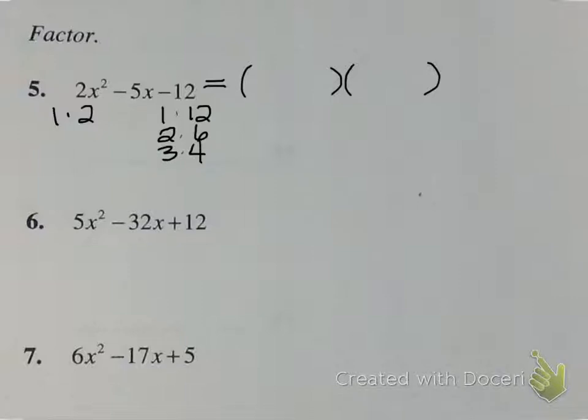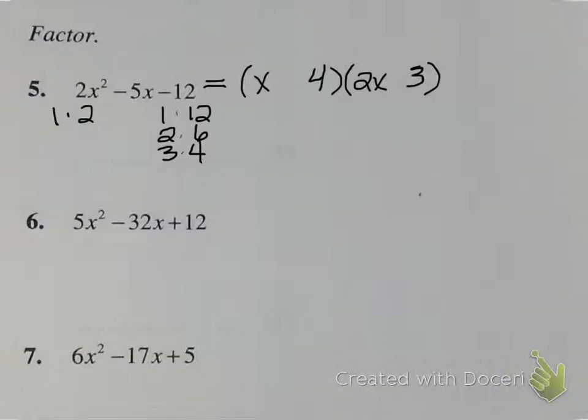That negative 5, that's a result of outers and inners, so we'll get there in a minute. But as far as your first terms, the first terms of your binomials come from the first term of your trinomial. So 1x and 2x, or x and 2x. That's the only way that we can get 2x squared. The 12, I like to always start with the factor pair closest together, so the 3 and the 4. So I'm going to put a 3 here and a 4 here.